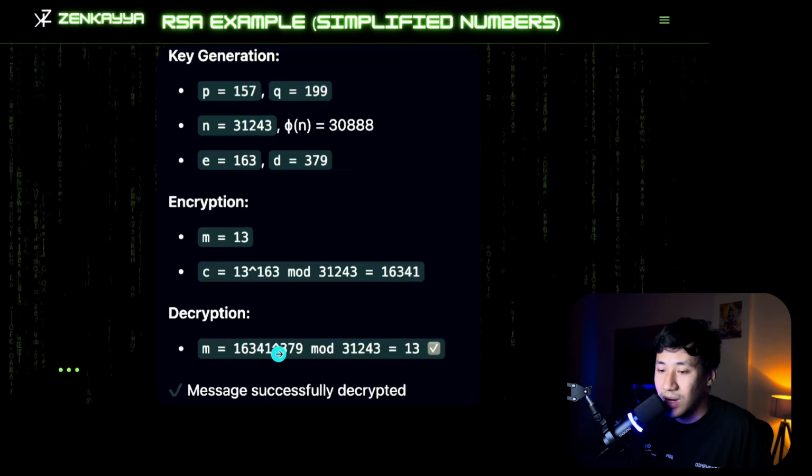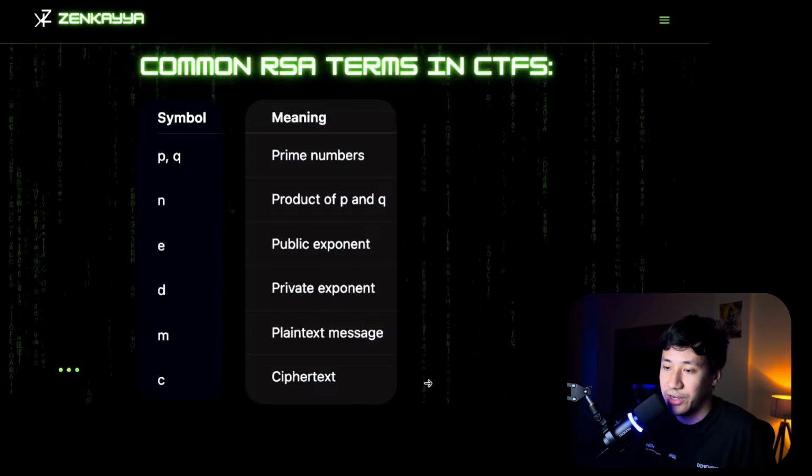While decrypting, take this number to the power 379 modulus N, 31243. Then you will get 13. That is how you get the actual secret code. If you don't know E and D, it can't work out. That is the whole point of RSA. After that, the message is successfully decrypted.